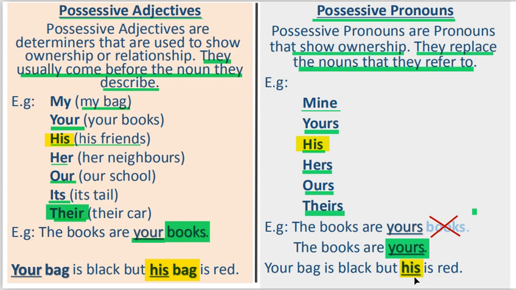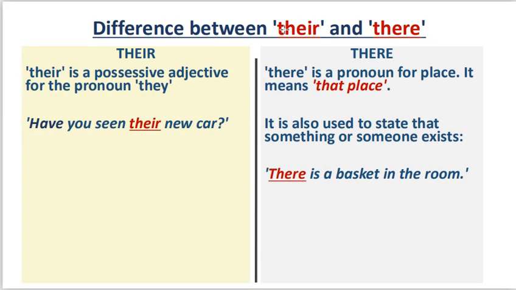Another example of possessive adjective that I want us to note on this page is the last on the list, their, where we have the car. On the second page, I'm going to differentiate between this particular word, T-H-E-I-R, their, and T-H-E-R-E, there. T-H-E-I-R is a possessive adjective, as we have in the previous page. It is the possessive adjective for the pronoun they.